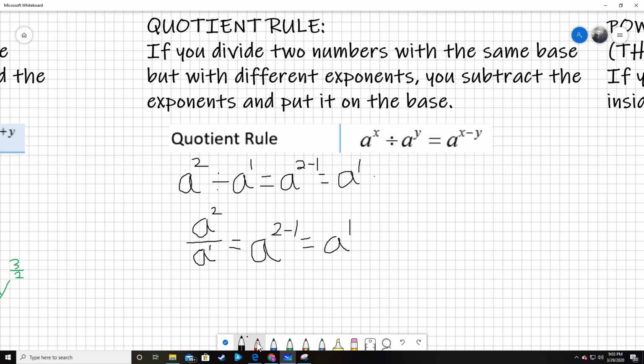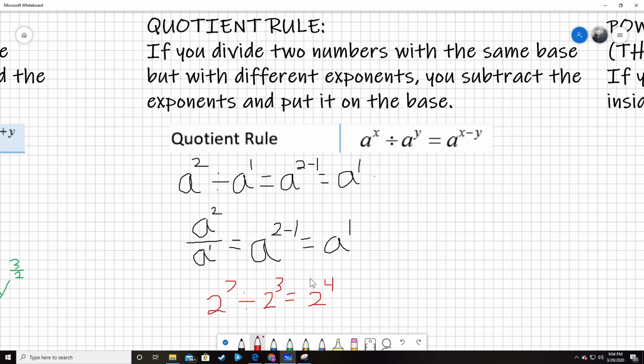This is the same thing if we had to deal with numbers. So let's say 2 to the second power, not to the second, let's go higher. Let's say 2 to the 7th power, and we're dividing that by 2 to the 3rd power. This would give us 2 to the 4th power, because 7 minus 3 is 4.